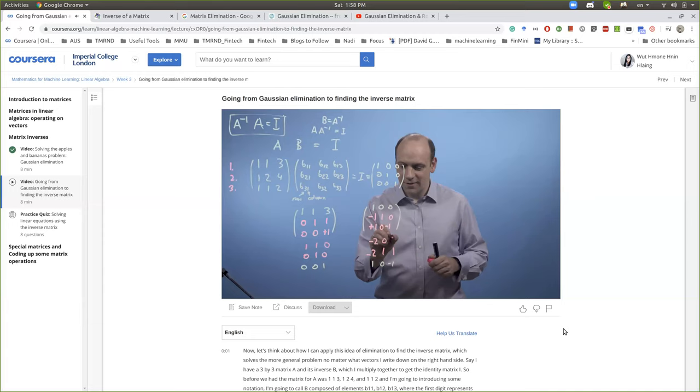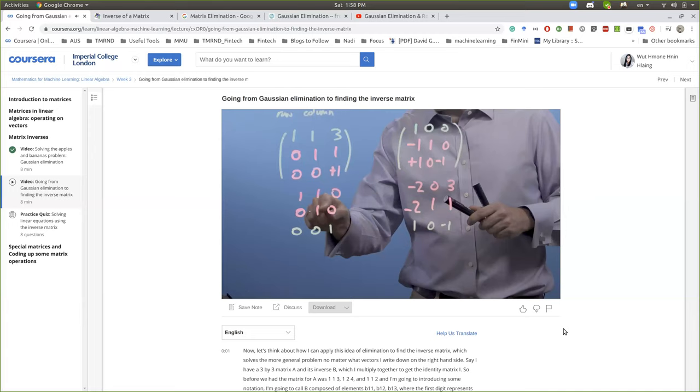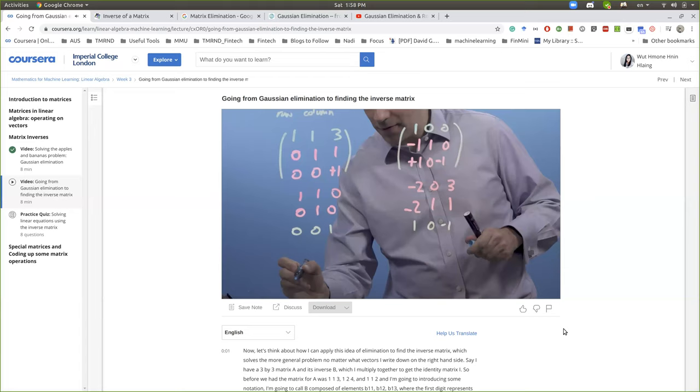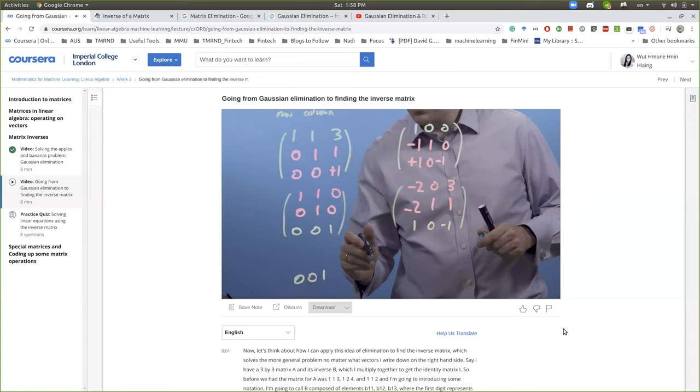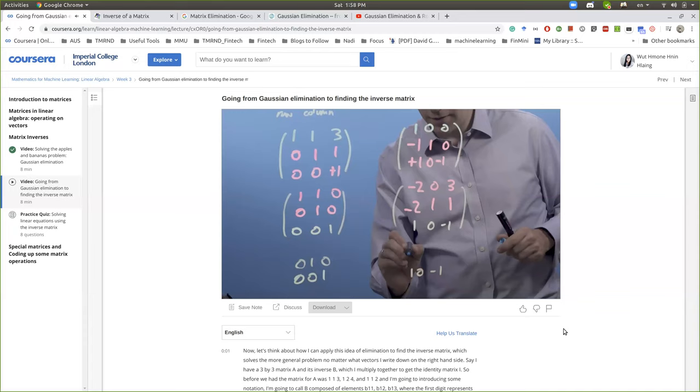I've just got this irritating one here. I've got to take this row off of this row, and I'll be home. So my third row is unaltered. Put some brackets in. My third row is unaltered. My second row is going to be unaltered. 1, 0, minus 1, minus 2, 1, 1.